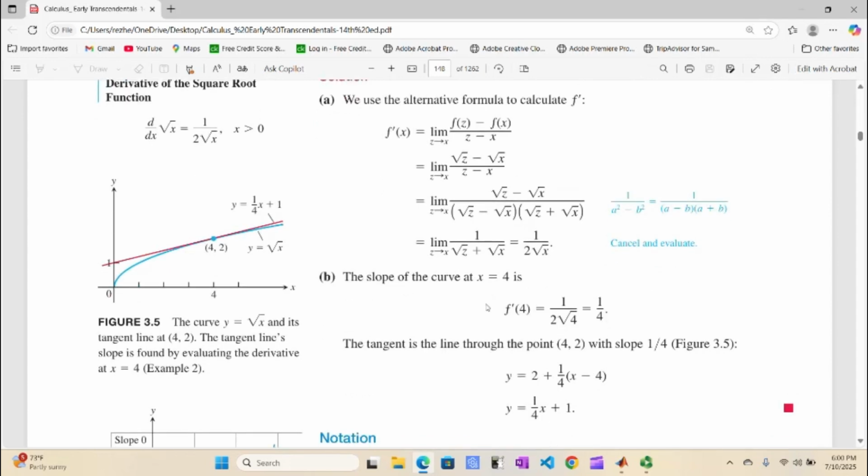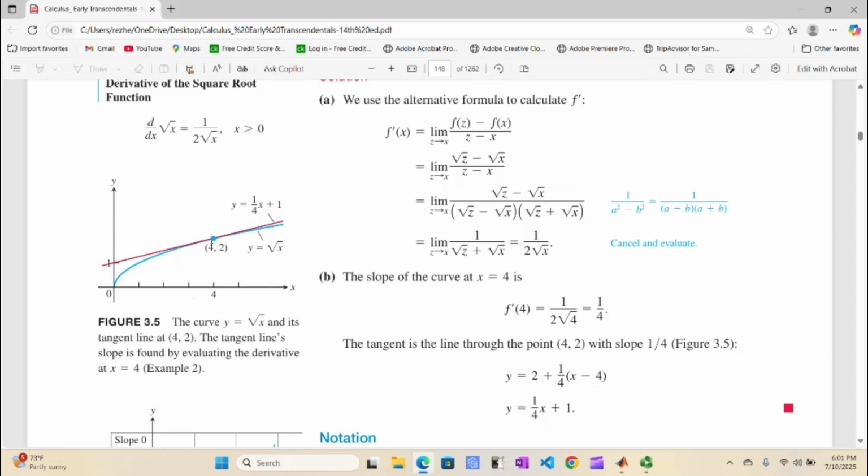For part B, they plug x equals 4 into the derivative function. So they get 1/4, so that's m, or the slope. And then after that, they use point slope form. This is point slope form. They move this 2 over, so it became slope-intercept form, to find the equation of the tangent line at that point. So this is their answer: y equals 1/4 x plus 1.